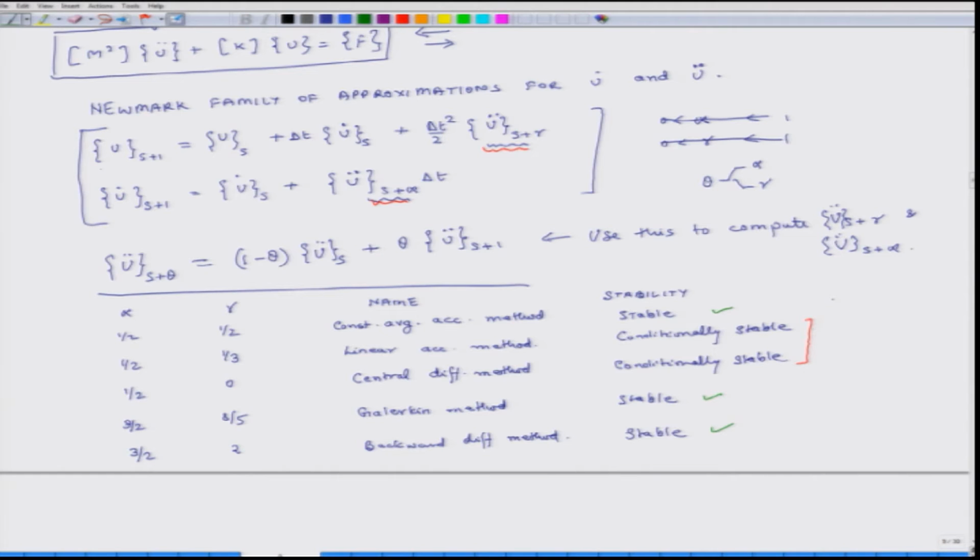What is the conditional stability? It is when delta t is less than delta t critical, and this equals omega square by 2 times (alpha minus gamma), the whole thing raised to the power of half, where omega is the maximum eigenvalue of the system.